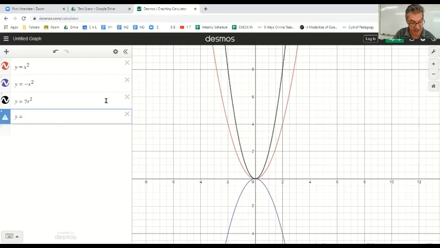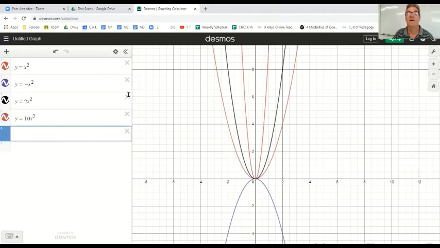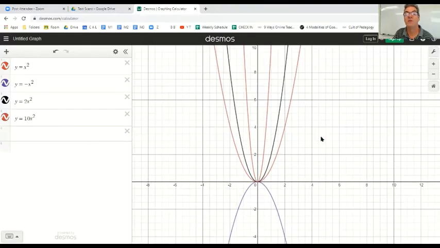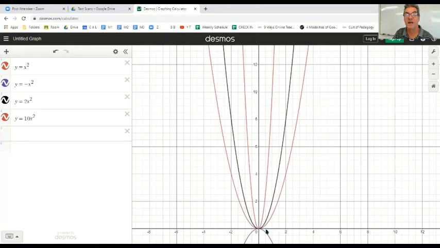Y equals 10x squared. And check it out. That's this little brown one. It's even more narrow. When you put in 1 for x, you go all the way up to 10 to get your y value.